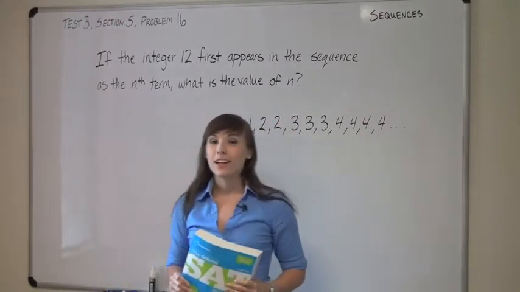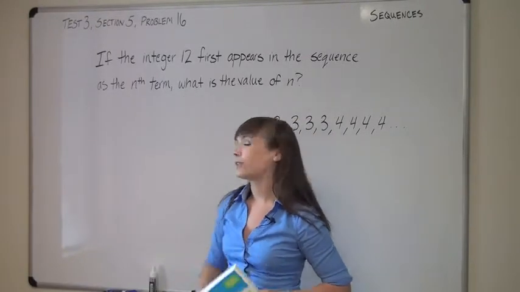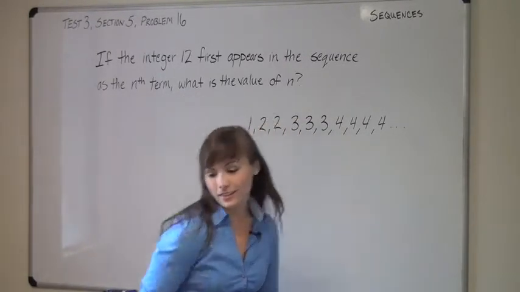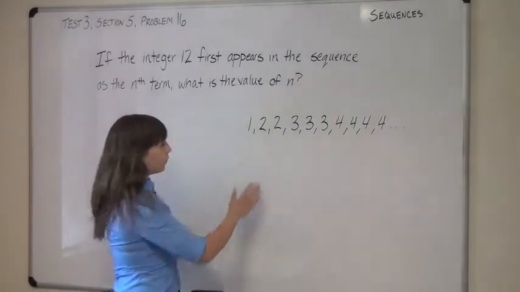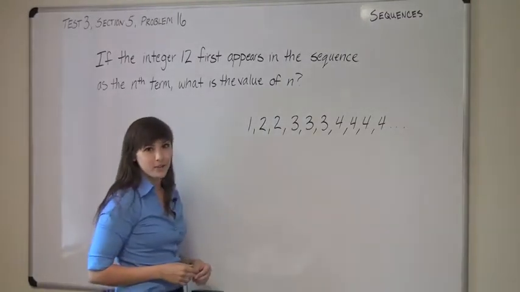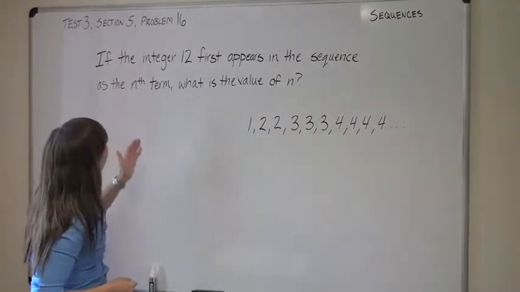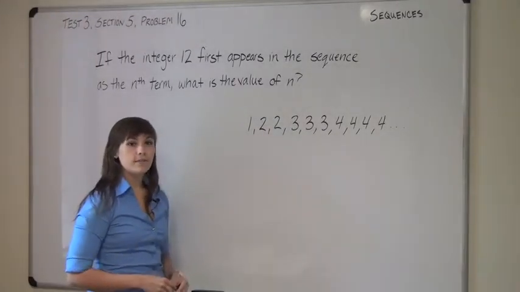My name is Jordan, and in this video I'll be explaining problem 16 from section 5, test 3 of this book. This is a sequences problem. You're given a sequence of 1 1, 2 2s, 3 3s, 4 4s, and so on, and asked, if the integer 12 first appears in the sequence as the nth term, what is the value of n?